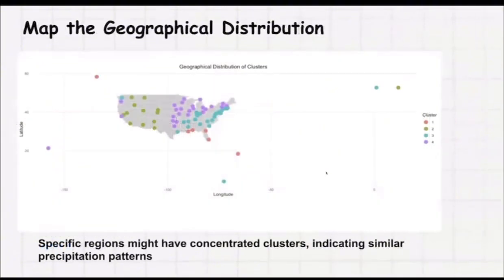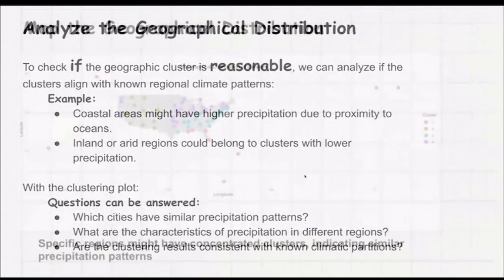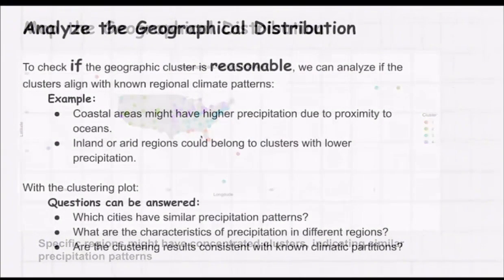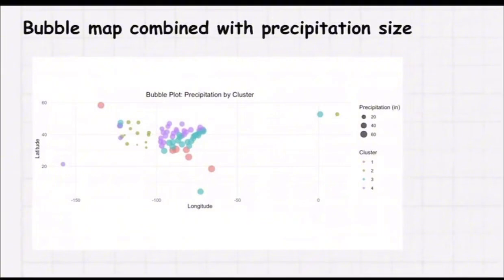And then we also did a geographical distribution map. This is a reasonable map because we can find that the coastal areas might have higher precipitation due to their closeness to the ocean, and inland regions could belong to the clusters with lower precipitation. With this clustering plot, the questions we can answer are: which cities have similar precipitation patterns? What are the characteristics of precipitation in different regions? And we also did a bubble map combined with precipitation size, so we can get more information from here.